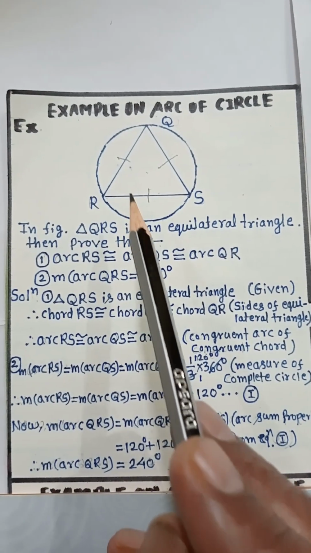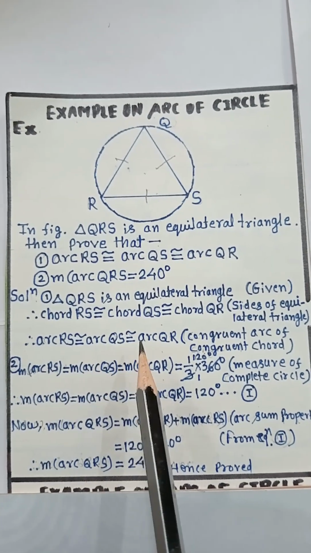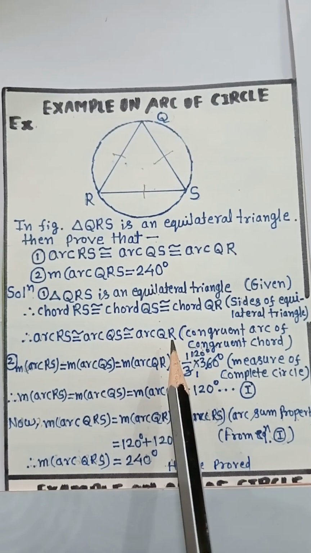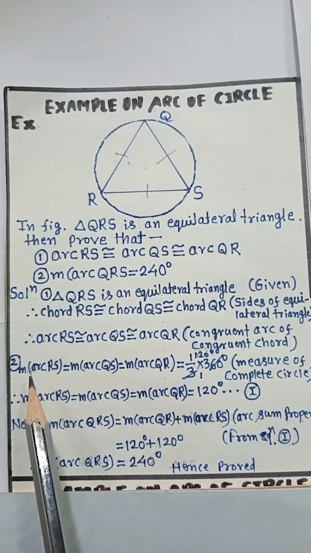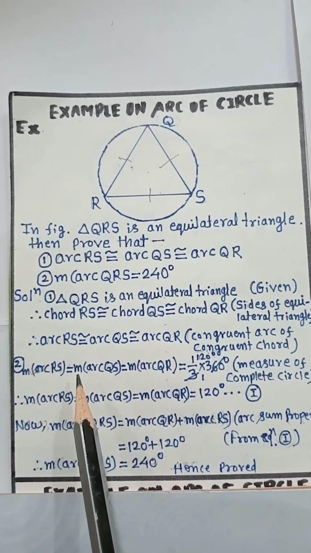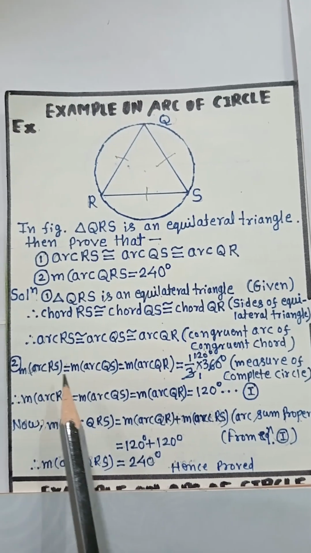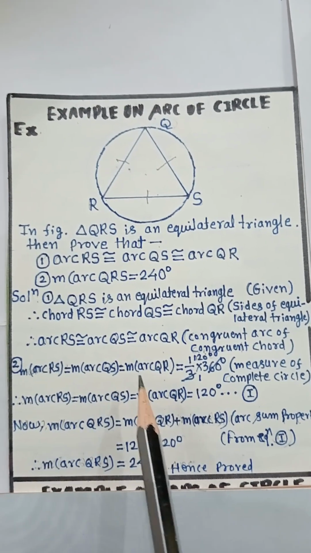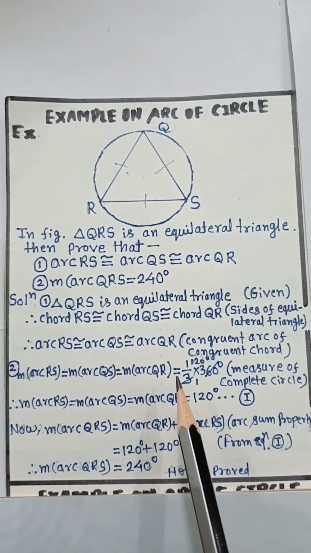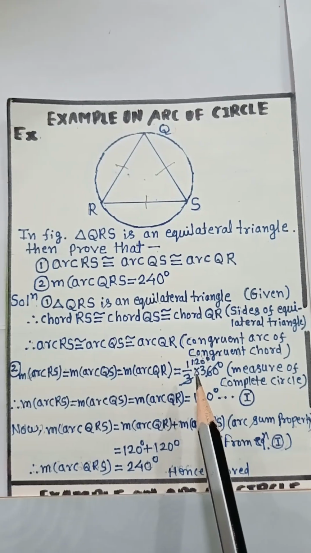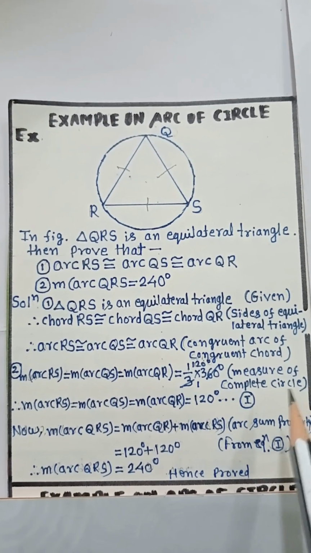Measure arc RS. Here is first proof arc RS congruent arc QS congruent arc QR. Therefore, these three arcs are congruent. Therefore, measure arc RS is equal to measure arc QS is equal to measure arc QR is equal to 1/3 multiplied by 360. Reason is measure of complete circle.